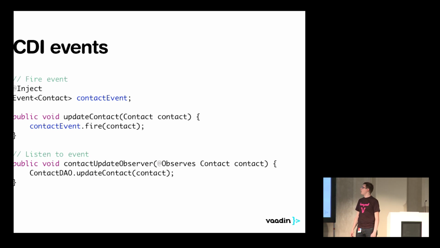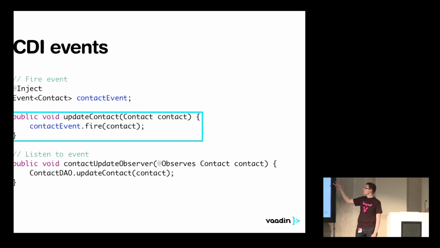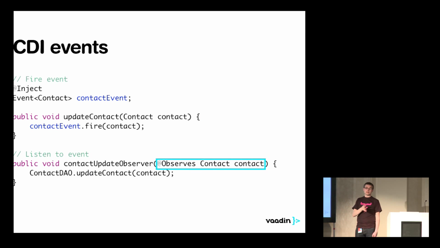So to fire an event using CDI, you need to inject an event instance tied to a specific type. And then when you want to send events, you just call fire on that and pass in whatever event you want to send. And then somewhere else, in the same CDI scope, any method that observes the same parameter type will get called automatically. You don't need to do anything to register the event handlers or anything.